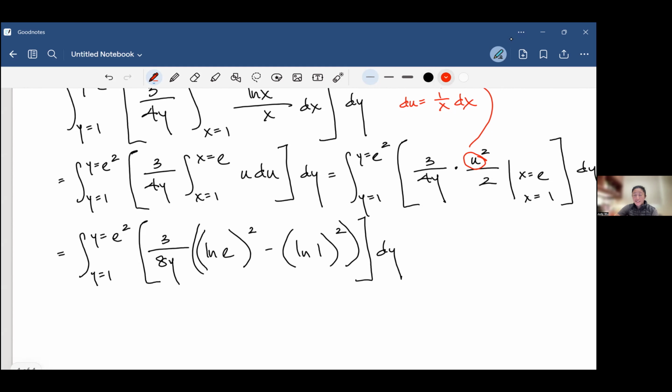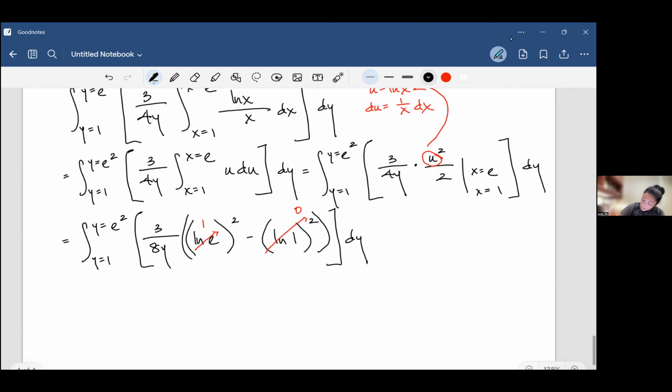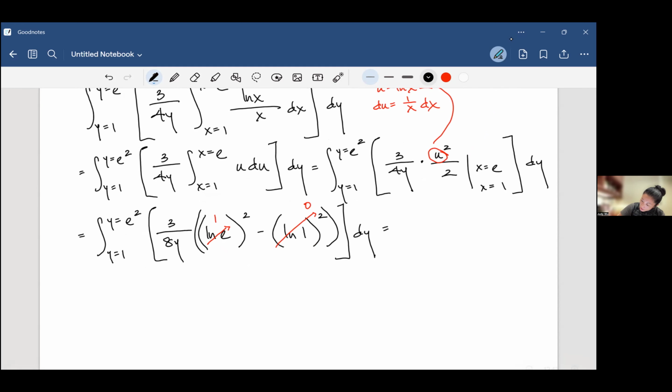Now the nice thing is natural log of 1 goes to 0. And the other nice thing is that natural log e goes to 1. So what do I actually have? I have the integral from y equals 1 to y equals e squared of 3 over 8y dy. Okay. Now again, I can imagine, let's pull that 3 over 8 out to the front.